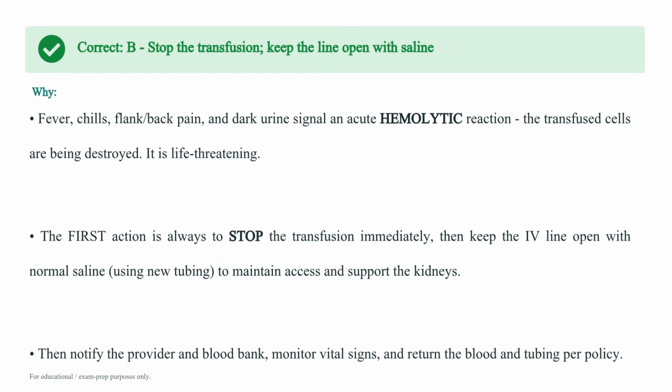The answer is B. Stop the transfusion and keep the line open with saline. Fever, chills, flank or back pain, and dark urine signal an acute hemolytic reaction in which the transfused cells are being destroyed. It's life-threatening. The first action is always to stop the transfusion immediately, then keep the IV line open with normal saline using new tubing to maintain access and support the kidneys.